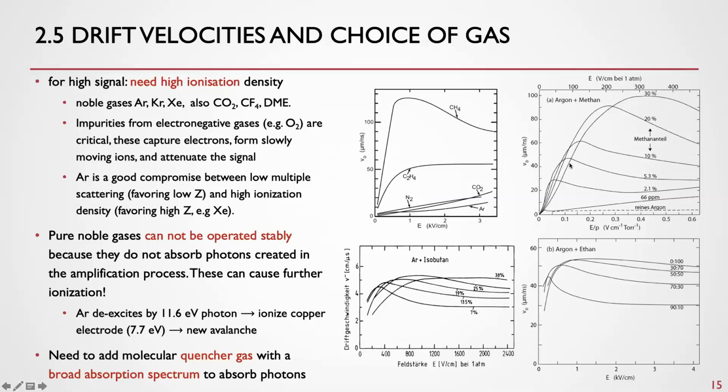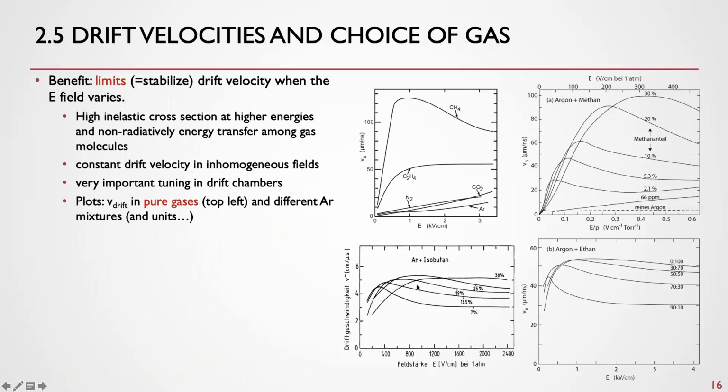So in the simplest detector design, the gas choice would be to look at your desired field strength and then to add a quencher that absorbs both the photons and also stabilizes the drift velocity. There are different examples here, methane, ethane, and isobutane with slightly different behavior. But all of these stabilize the drift velocity because it falls for low and for high field strengths.